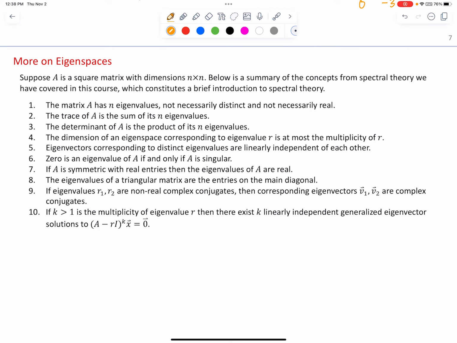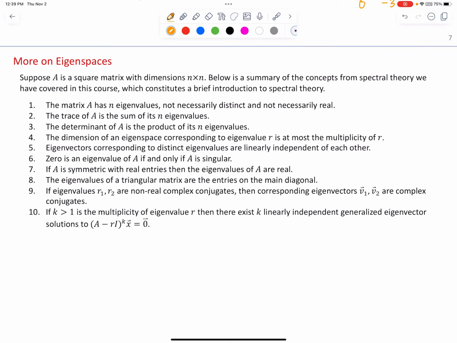Statement 5, eigenvectors corresponding to distinct eigenvalues are linearly independent of each other. We explored that on page 5 of this lecture. Statement 6, 0 is an eigenvalue of A if and only if A is singular. This is what we just recently discussed on the last page. Number 7, if A is symmetric with real entries, then the eigenvalues of A are real. That was discussed on page 2 of this lecture.